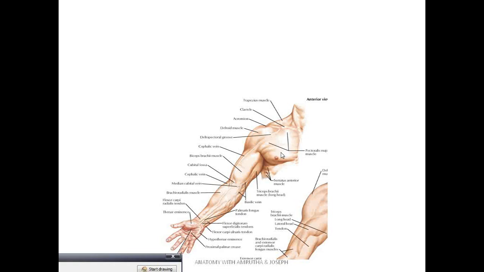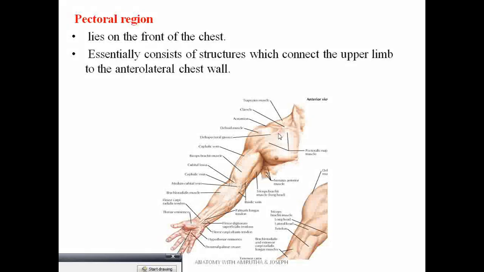So let's start with the upper limb. The upper limb consists of the pectoral region, arm, forearm, and hand. Let's see the pectoral region. It lies in front of the chest and essentially consists of the structures which connect the upper limb to the anterolateral chest wall. There are a lot of structures, including muscles, nerves, and vessels. So everything we'll be considering in this area.